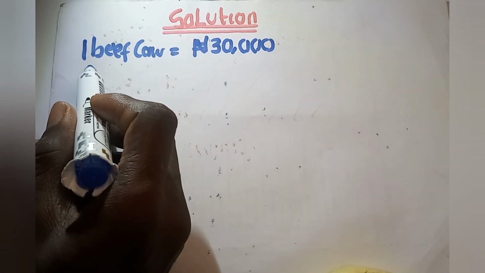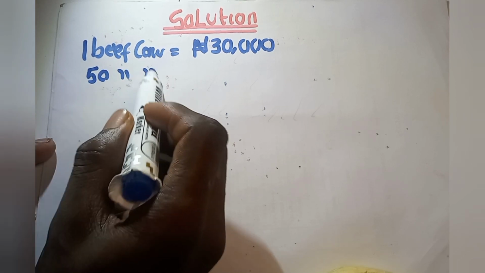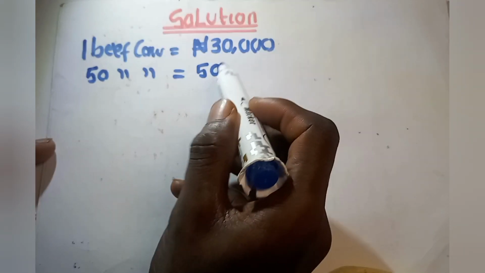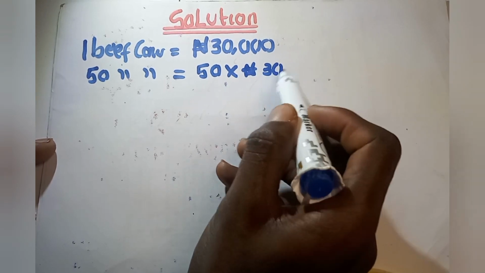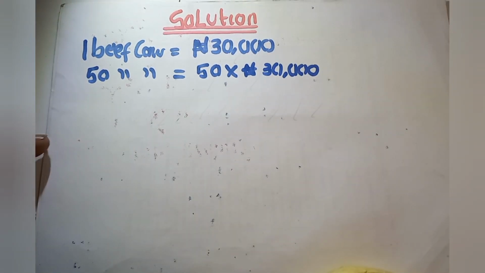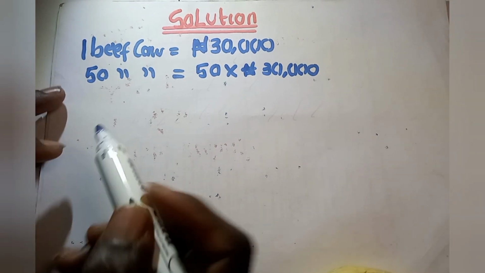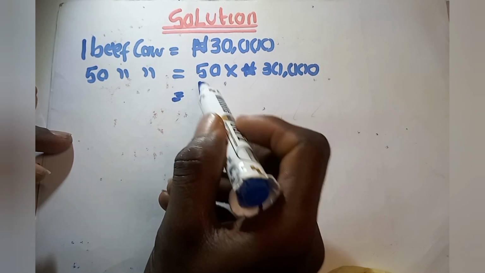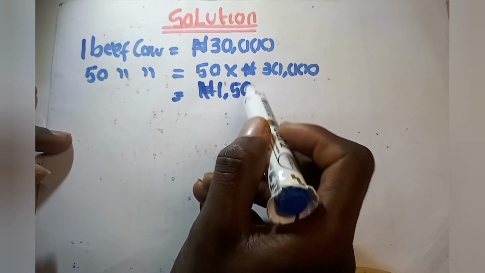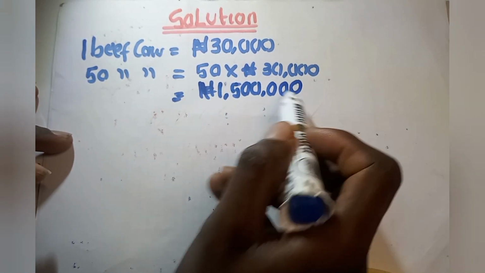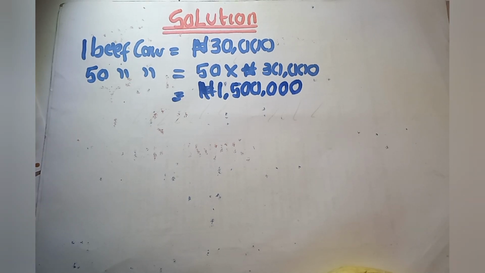then 50 beef cow will be 50 multiplied by 30. Punch your calculator, you are going to get 150, that will be 1,500,000 naira. So the cost of 50 beef cow is 1,500,000 naira.